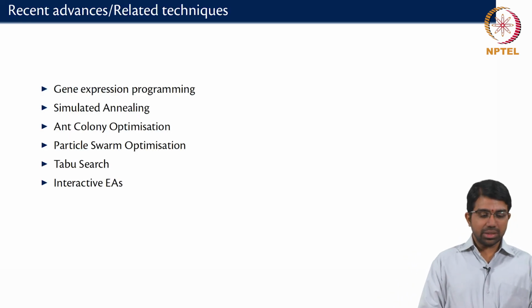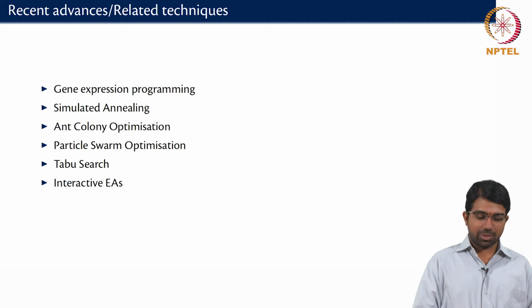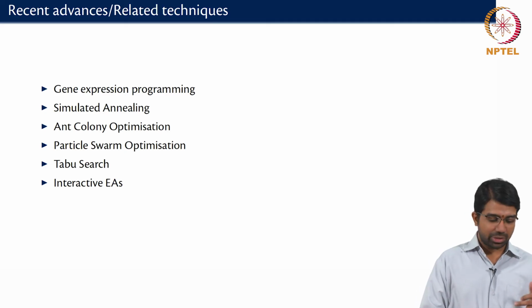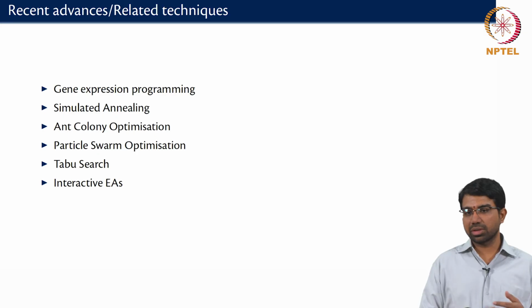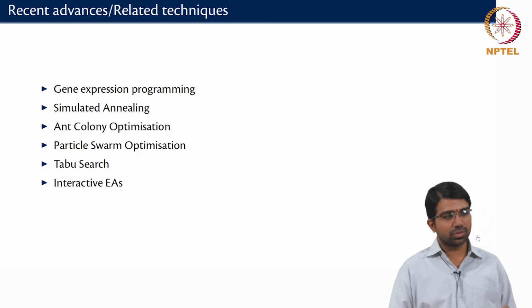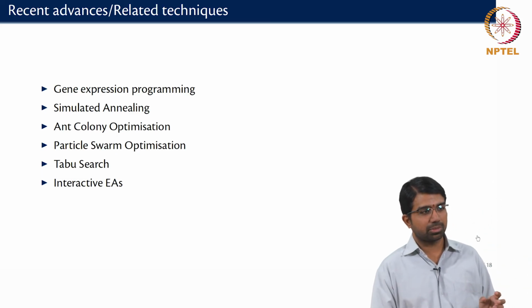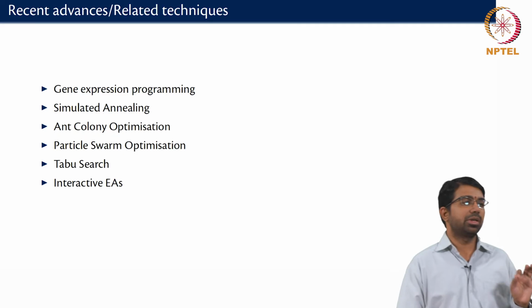Other related techniques, where similar recipes will be followed: gene expression programming, simulated annealing, ant colony optimization, particle swarm optimization, taboo search, interactive evolution algorithms and so on. There are various flavors of evolutionary algorithms, and all of these are useful for many kinds of complex optimization problems, particularly parameter estimation.